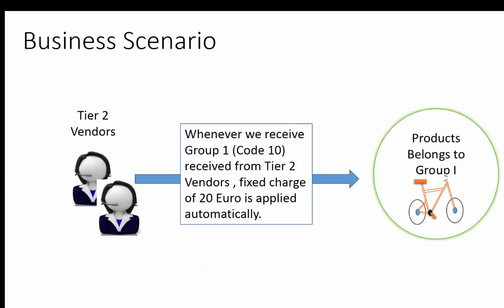Let us say we have three vendor groups: Tier 1 vendor, Tier 2 vendor and Tier 3 vendors, and we have classified the bicycle products into three major categories: Group 1 products, Group 2 products and Group 3 products. We have a scenario where whenever we receive bicycles from a Tier 2 vendor for a product belonging to Group 1, €20 of fixed charge is applicable on the purchase order. Let us review the product demonstration of how to add charges automatically to sales and purchase orders.